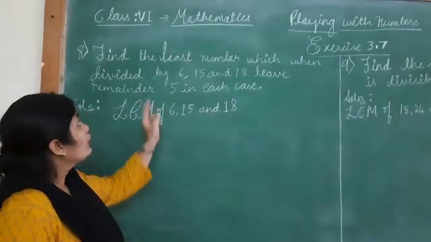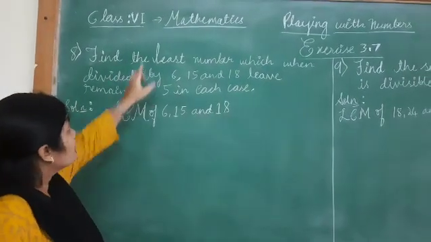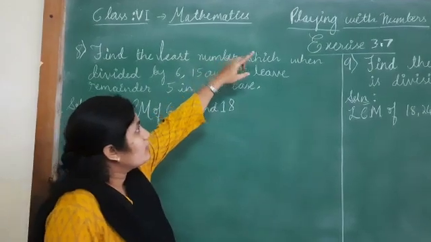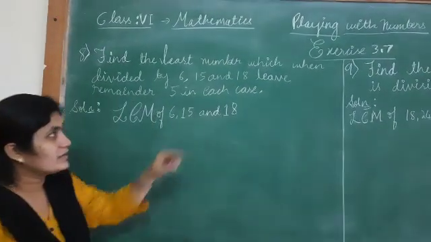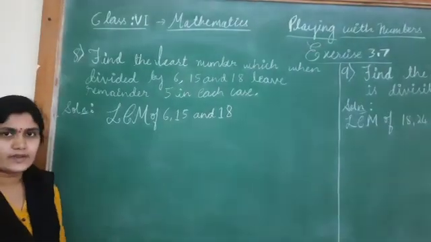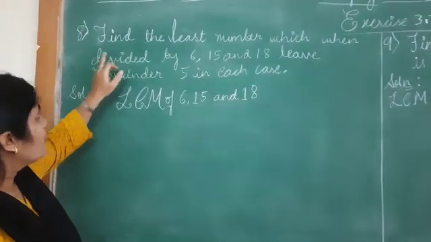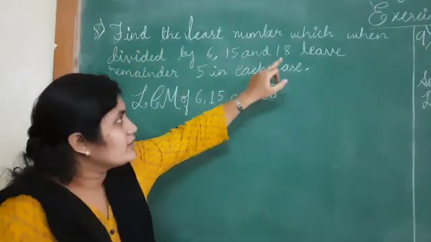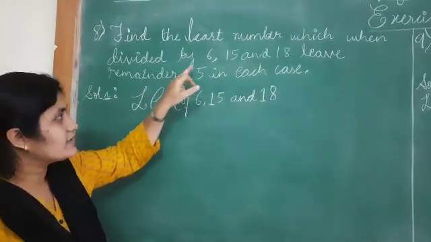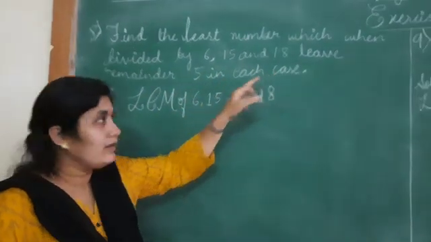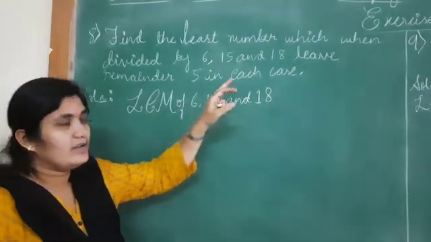Hello everyone. Today let us continue chapter 6, class 6, chapter number 3, playing with numbers, exercise 3.7, 8th problem. As we have solved 7th problem in the earlier video, let us move on to 8th problem. Find the least number which, when divided by 6, 15 and 18, leave remainder 5 in each case.